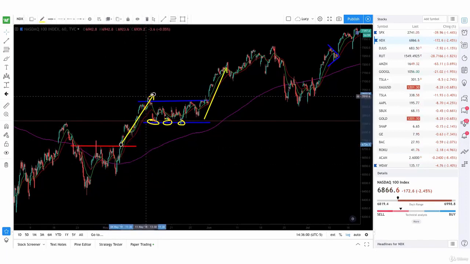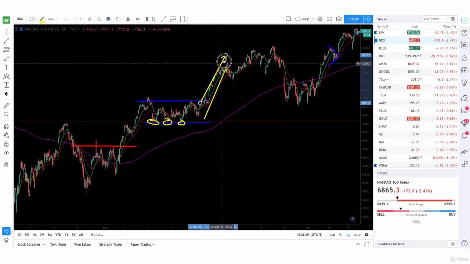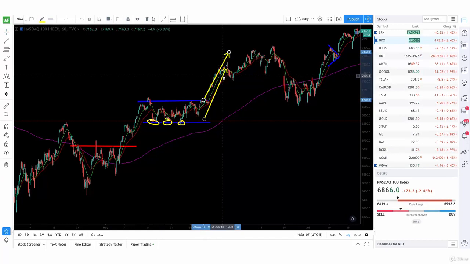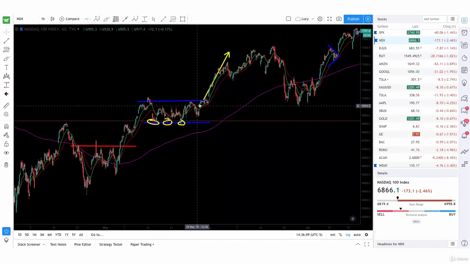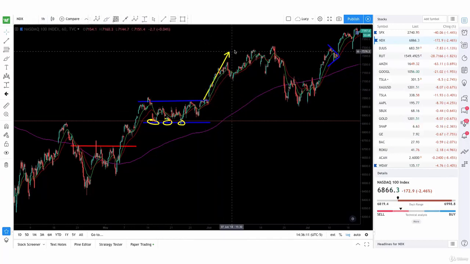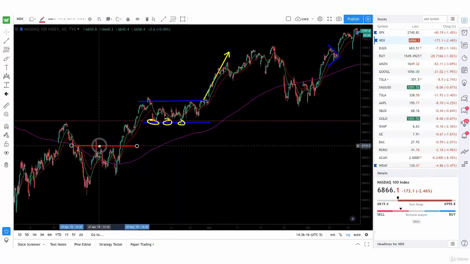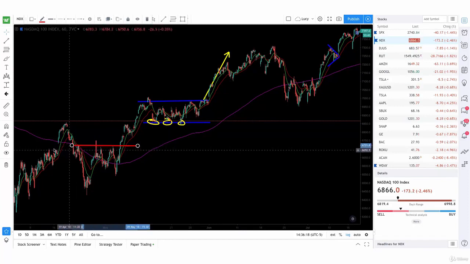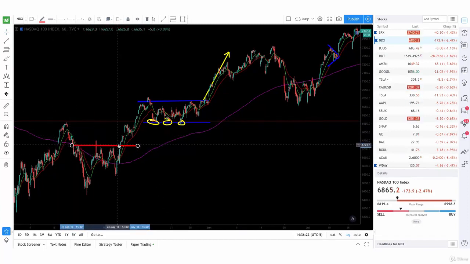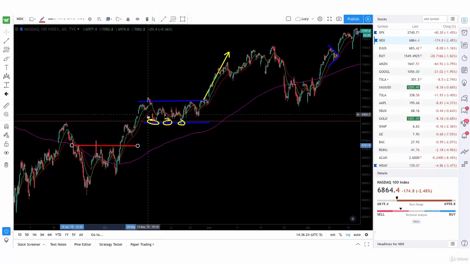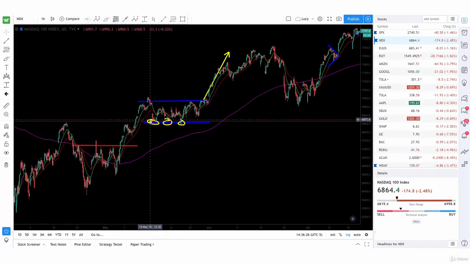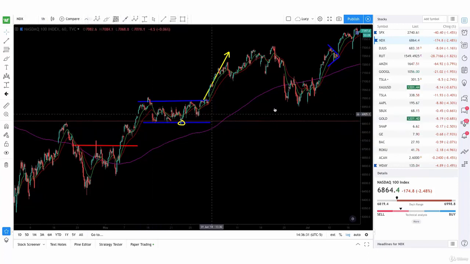So let's measure this actually from here to the end of the pole. And let's see. That one actually worked better. See? Now when it broke down, you got our target right here and it actually hit that target perfectly. So you want to take a look at this, as I said before. Look for the resistance before the resistance points. And then as soon as that broke, you can utilize that as the beginning of your pole to measure the flag. That will give you a nice target to take profits.